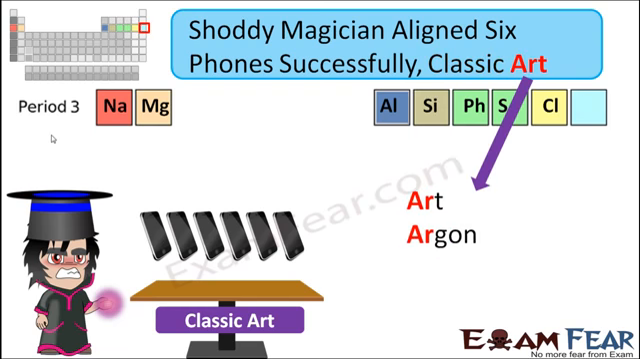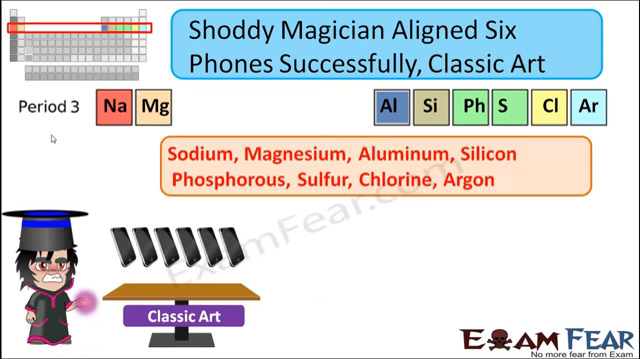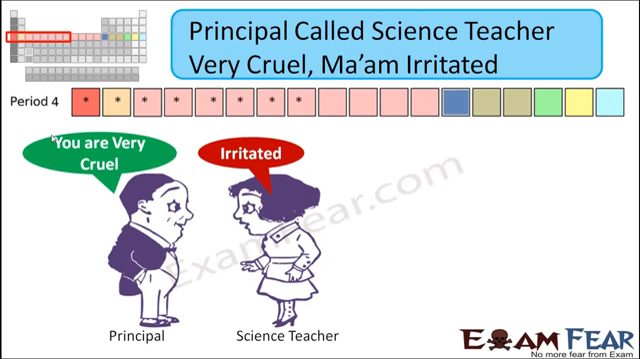Art reminds of argon. So finally, the memory tip for elements in period 3 would be Saudi magician aligned 6 phones successfully. Classic art. Moving on to period 4.